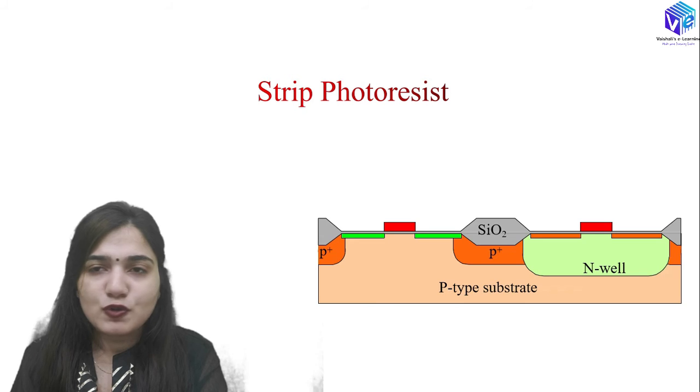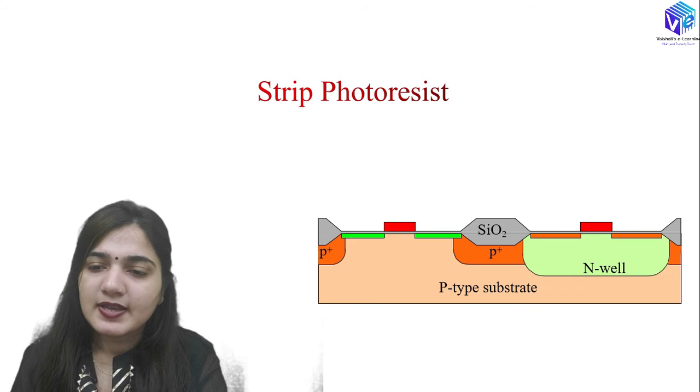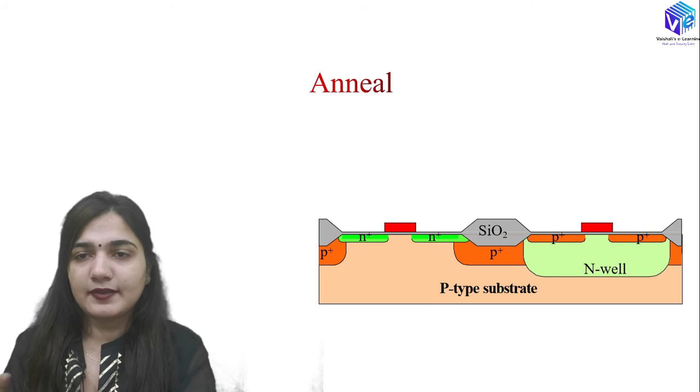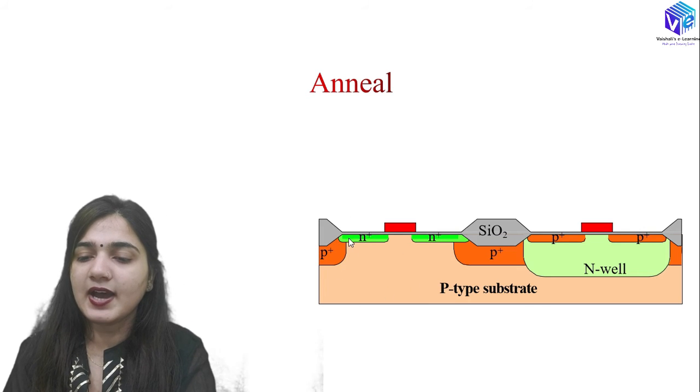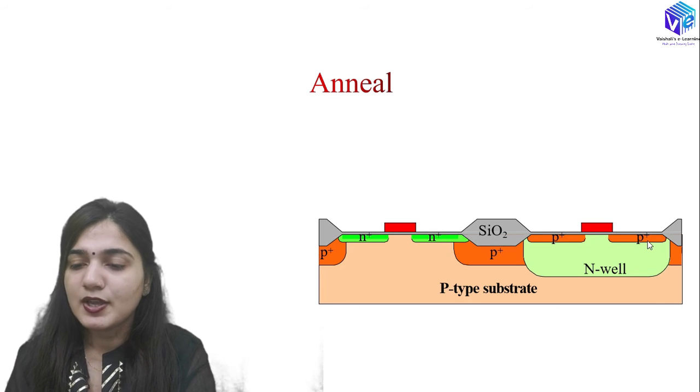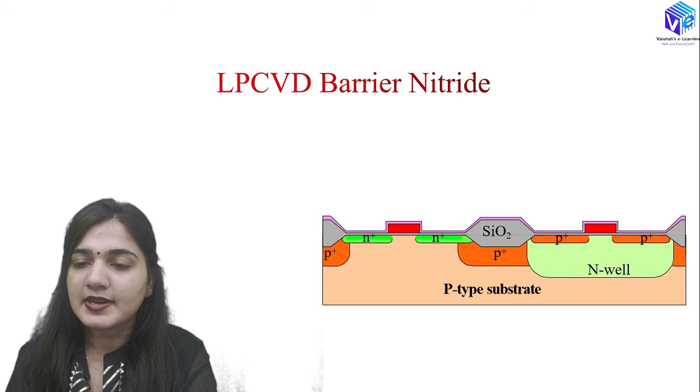After that the photoresist is no longer required. We can strip off the photoresist, and then we can do the annealing. With the help of annealing we can have a greater width or depth of the N type source and drain as well as the P type source and drain. So the depth will be increasing with the annealing process.